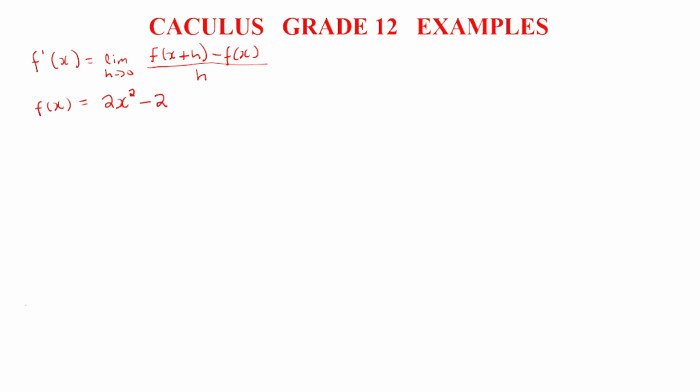Let's have a look at calculus grade 11 derivative from first principle. We've got an example there, 2x squared minus 2, and then we've got a formula there that you will get from your formula sheet of the derivative: lim h approaches 0 is equal to f of x plus h minus f of x divided by h.